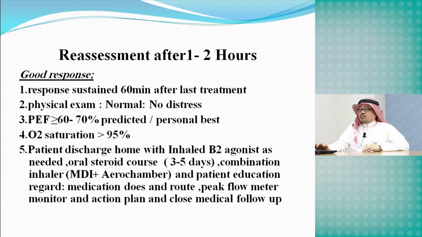After that, we'll see the reassessment after 1 to 2 hours. If we got a good response, sustained more than 60 minutes after the last treatment, and clinically he's improved and became normalized, with no more distress, the peak expiratory flow more than 60 to 70% predicted of personal best, and the oxygen saturation more than 95%, then we can discharge the patient home with inhaled beta agonist as needed, an oral steroid course for 3 to 5 days, a metered dose inhaler with an aerochamber, and patient education regarding giving the medication in the proper way.